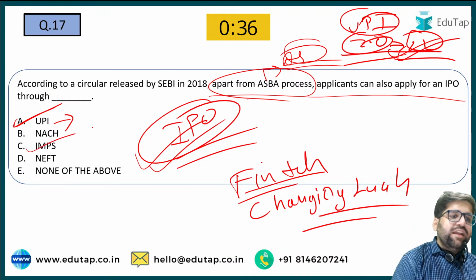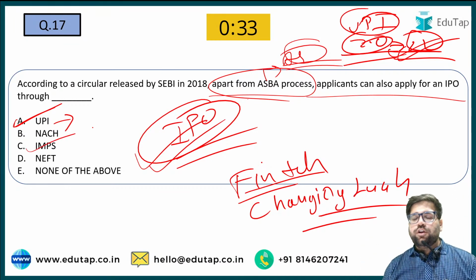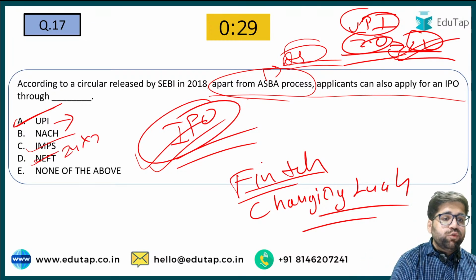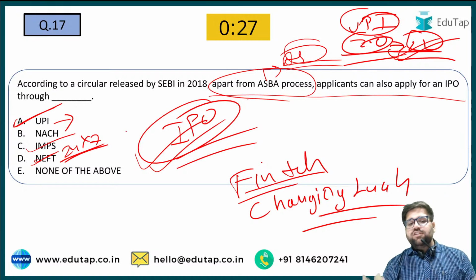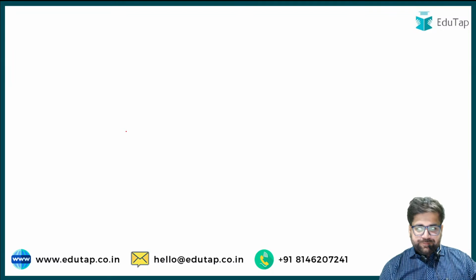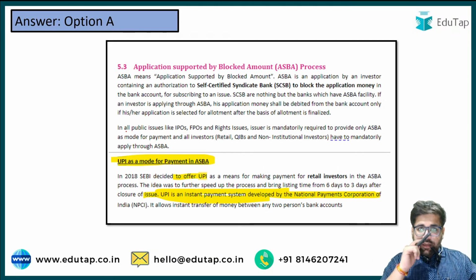Again, when it comes to IMPS, the maximum limit has been increased to 5 lakh. NEFT is now 24 hours, 7 days. I hope you know about all these different facts, and the same has been covered in your FM static course.